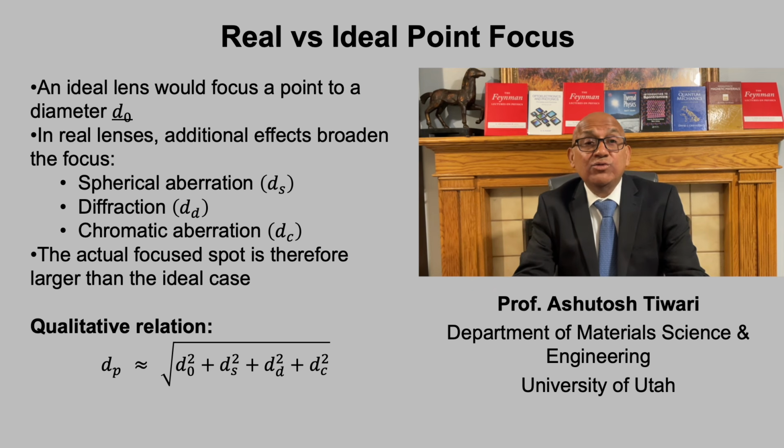A useful way to think about this is that the final spot size is a combination of all these independent contributions added in quadrature, as shown in the expression here. This relationship highlights an important idea. Improving focus is not about eliminating a single effect, but about managing several competing limitations simultaneously.